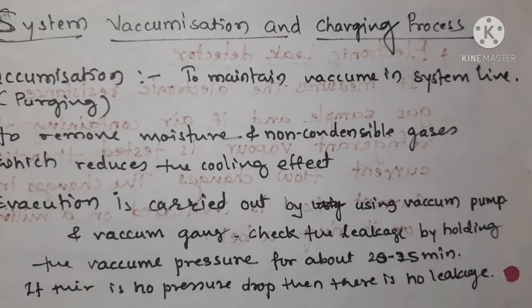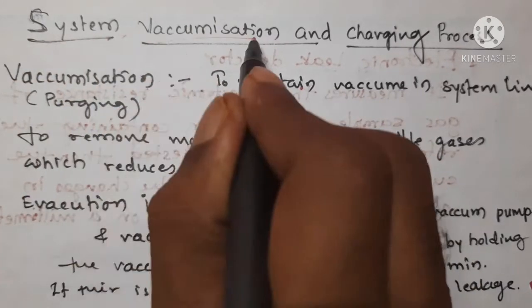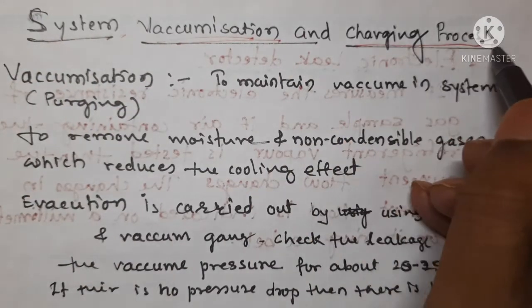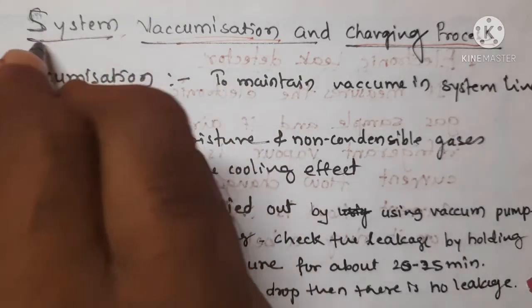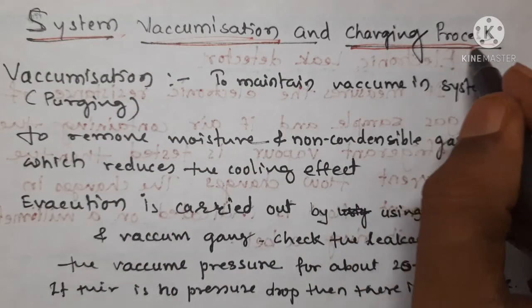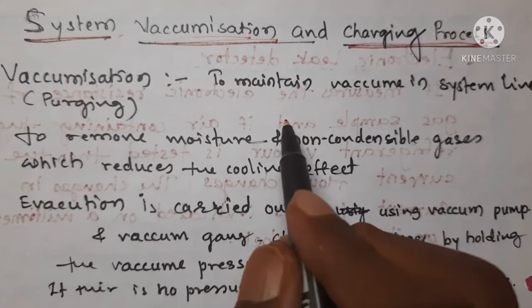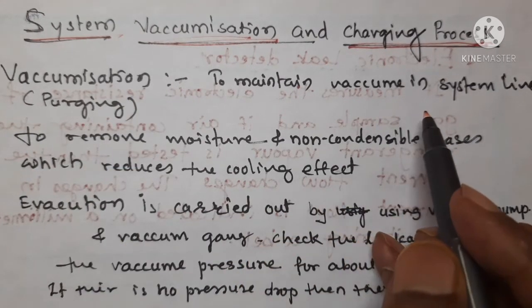Now we are going to discuss the system vacuumization and the charging process: how the refrigeration system is to be vacuumized and how refrigerant is charged in the system. So what is vacuumization? It is to maintain the vacuum in a system line.